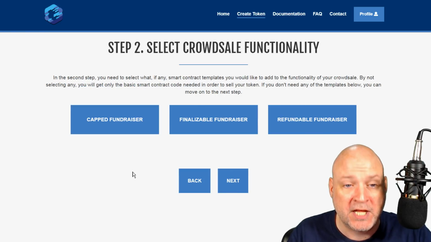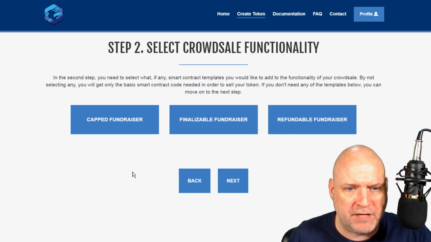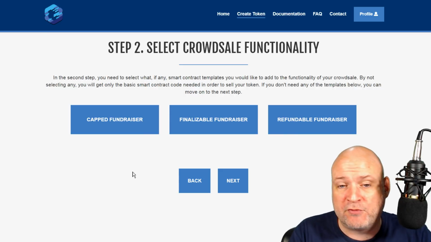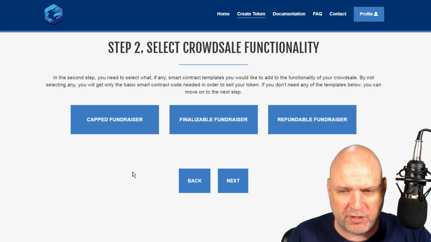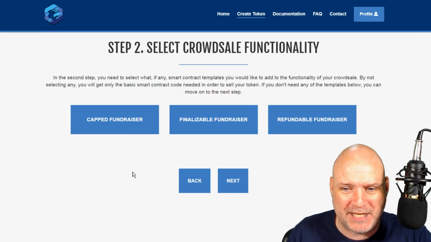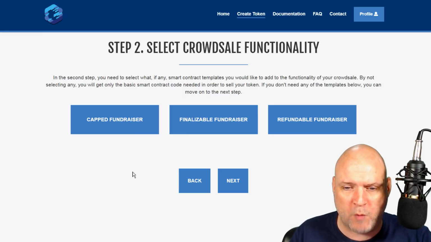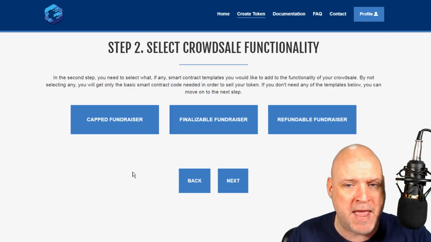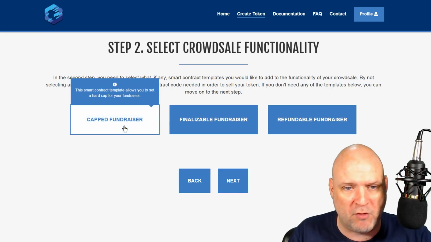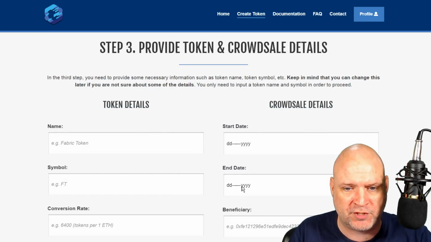So we click next. Now we get to select from 3 different fundraisers: a capped fundraiser, a finalizable fundraiser, and a refundable fundraiser. Now, a capped fundraiser allows you to hard cap the fundraiser a certain amount. Finalizable fundraiser, I'm not sure what that is. I need to reread the documentation. And a refundable fundraiser is one with a soft cap. So if the soft cap isn't met, then it will actually send back all the funds. So let's go for a capped fundraiser just now.